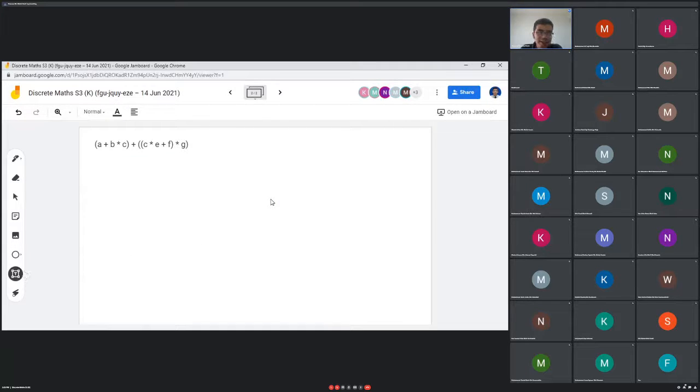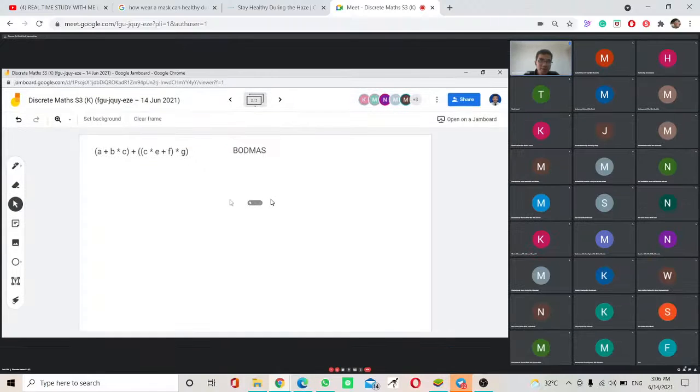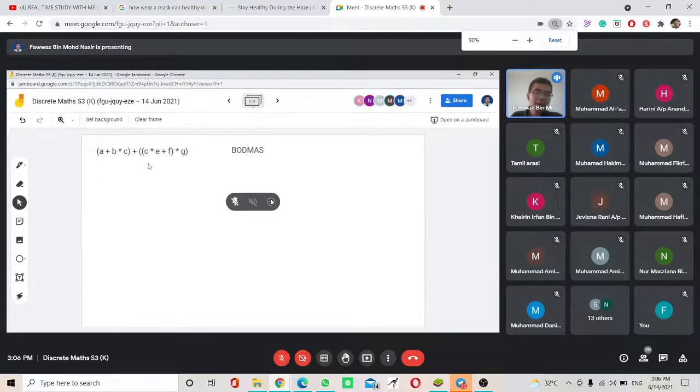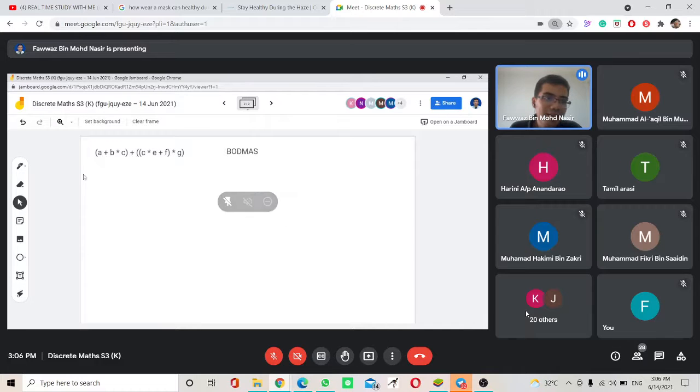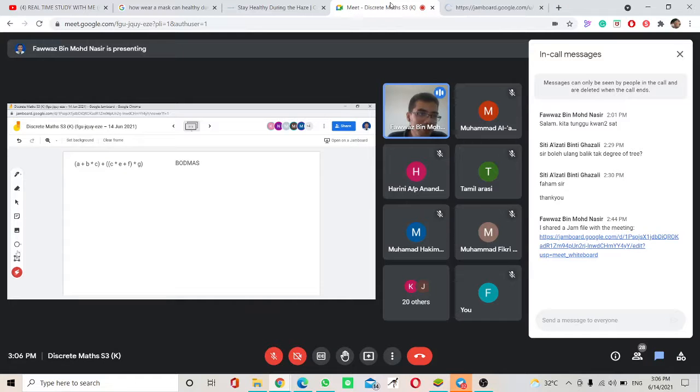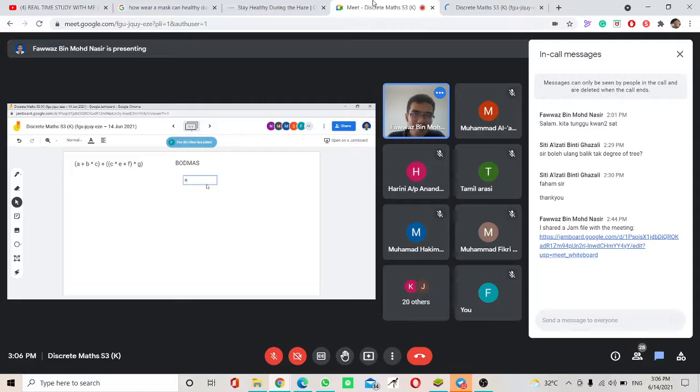So kita ada BODMAS ni. Kalau kita guna BODMAS, kalau kita tengok this expression, part yang last kali kita akan solve adalah part plus ni. So plus ni will be the root of kita punya binary search tree. So kita just tulis plus. Okay, so kita dah dapat kita punya root.